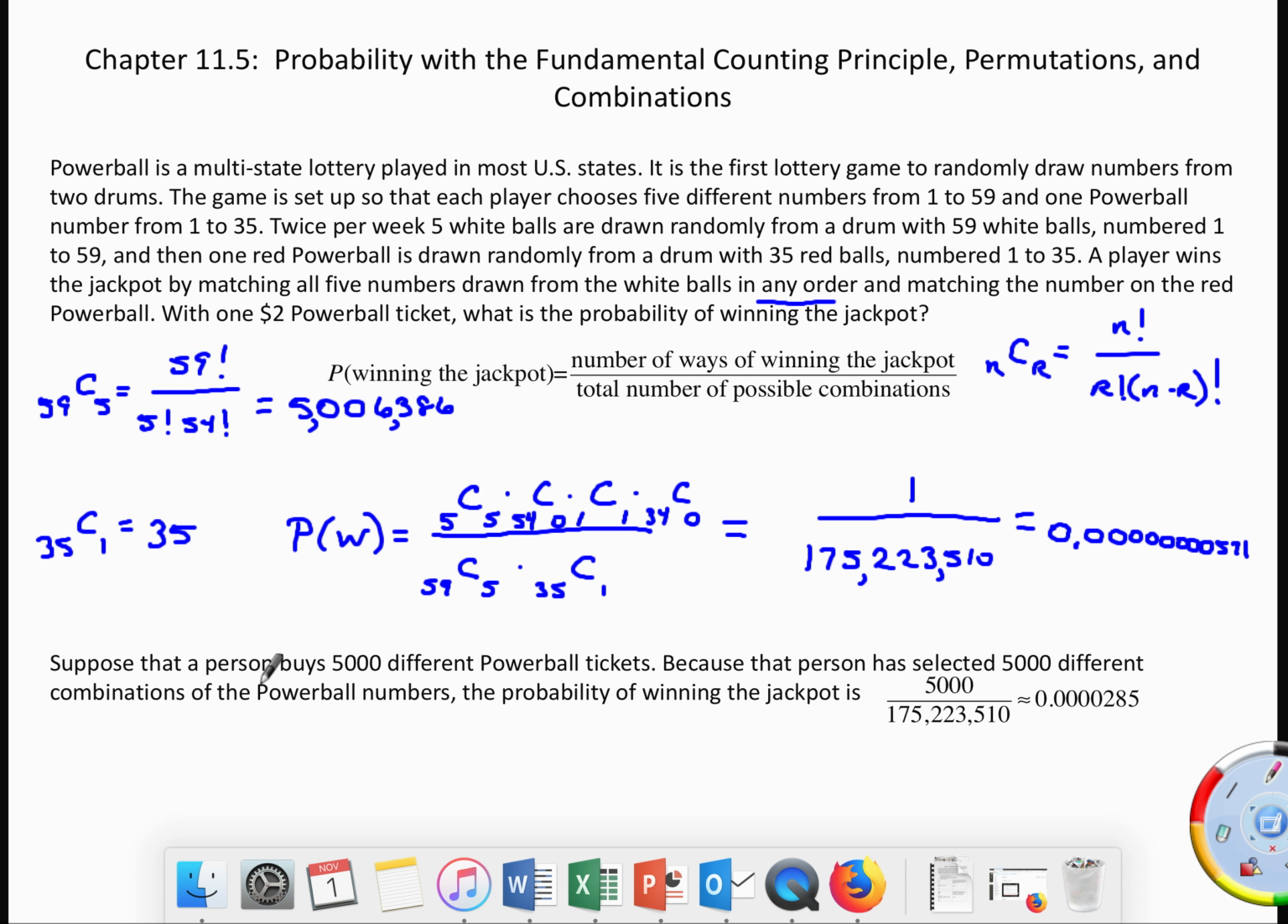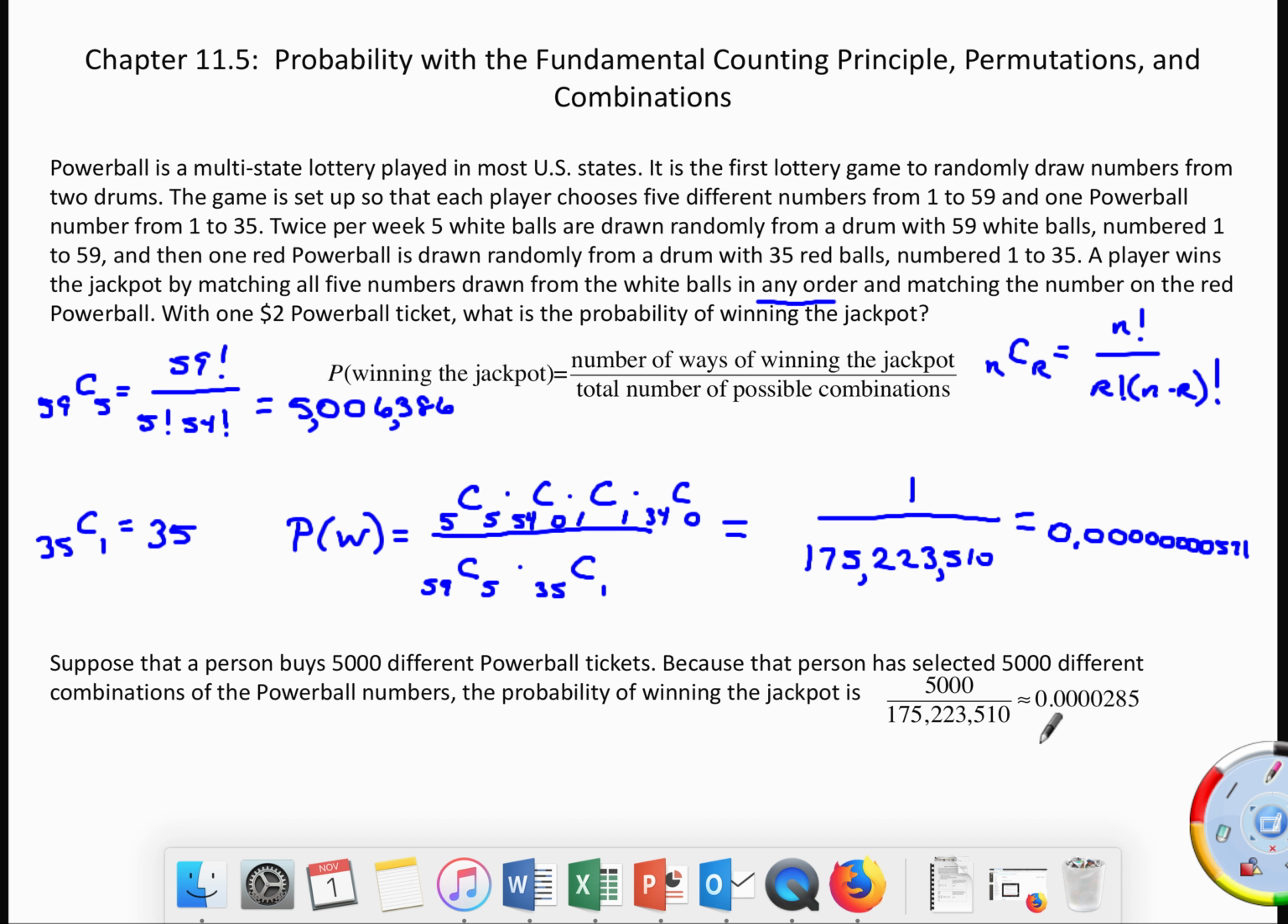Okay, what about this one down here? Suppose that a person buys 5,000 different Powerball tickets because that person has selected 5,000 different combinations. He just bought 5,000 different numbers. He has the probability of winning. You'd put 5,000 over, notice we got that same denominator. So now that increases your odds quite a bit. Still basically zero. It's 285 in tenths, hundredths, thousands, 10,000s, 100,000s, millions, 10 million. 285 in 10 million.